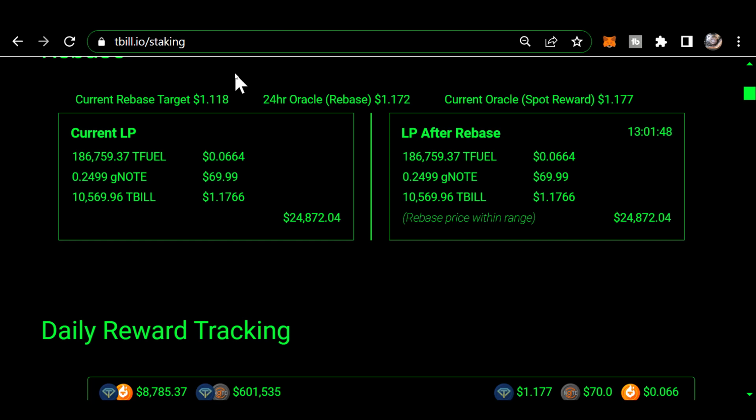And so I'm in the T-fuel T-bill pool. Shows I've got 186,759 T-fuel in the LP, and I have 0.2499 gNote in the other LP, and then the amount of T-bill that I've got in the two different LPs combined is 10,569.96 T-bill. And the total value of all of that with the current prices as they exist is $24,872. And so I've got all of that T-bill deployed into the two different pools, and I am earning on that T-bill.